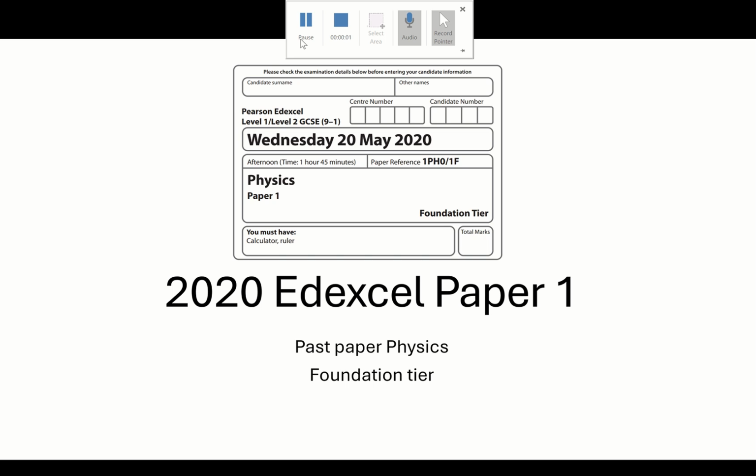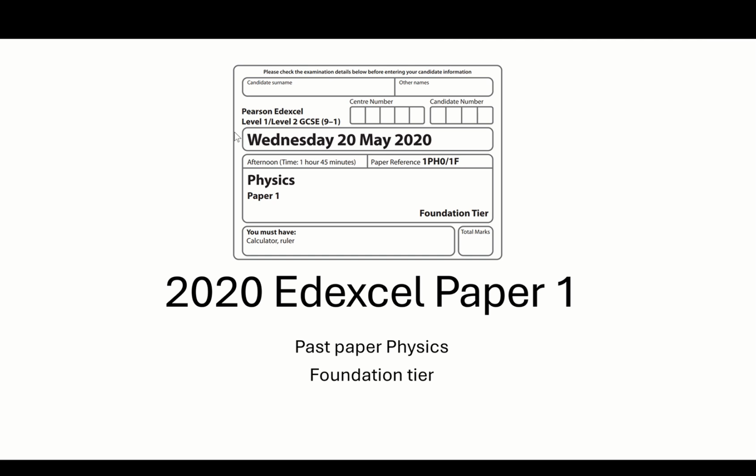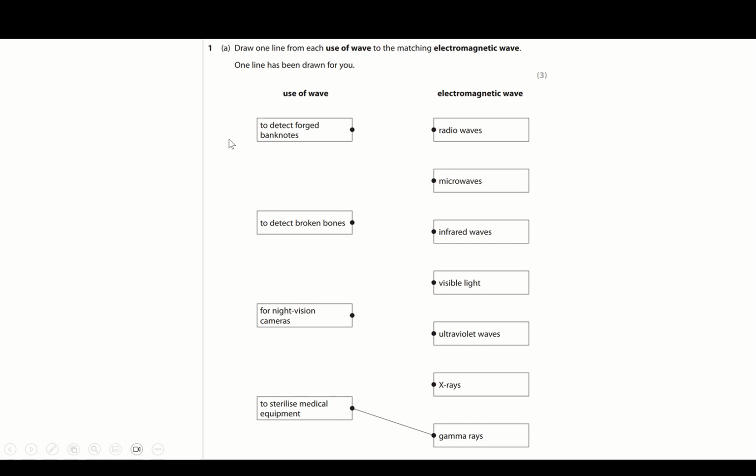Okay, this is the Edexcel paper 1. This is foundation tier, and we're going to have a quick look at question 1. Draw a line from each use of a wave to the electromagnetic wave.